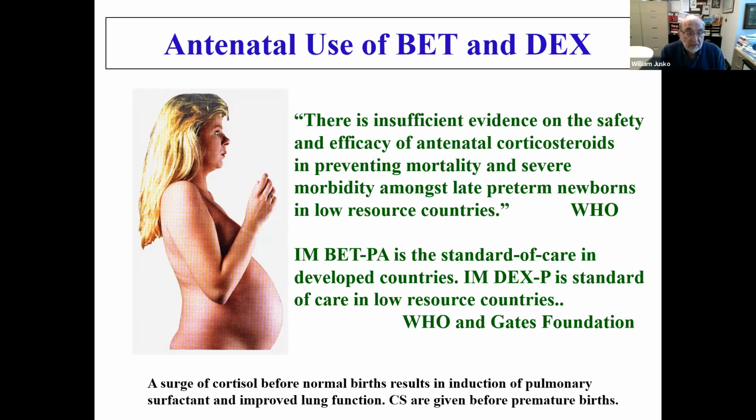So what happens is that there's a surge of cortisol before a full-term normal birth. That results in induction of pulmonary surfactant. It results in final maturation of the fetal lungs and improved lung function after the baby is born. Without surfactant, without complete lung function, infants develop respiratory distress syndrome, and that can cause brain damage.